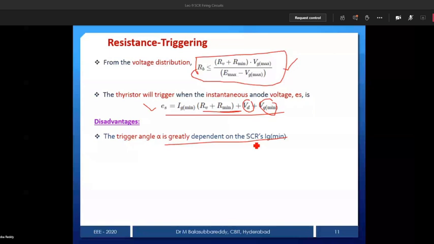What happens if we won't use the damping resistor? The only thing is protection. The gate also needs some protection, no? So you have to connect the gate to the cathode. If you are not using RB, there is no connection between the gate and cathode. So that is the reason we are using RB.